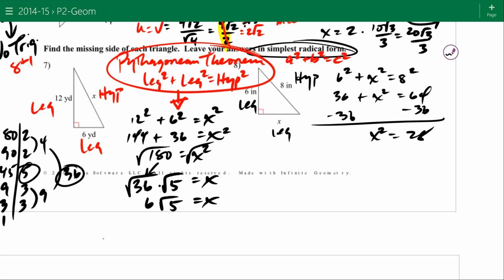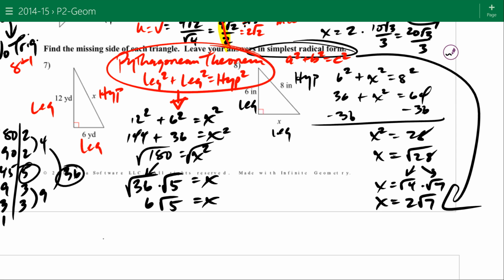And again, you got to split the root. And since 4 times 7 is 28, you might as well just go for it because it's not too hard. Alright, we get 2 rad 7. That's called simplest radical form. Okay? So remember that. Do your best.